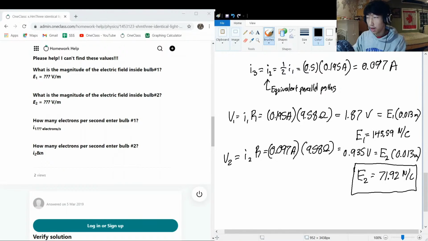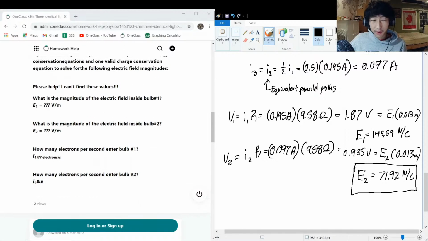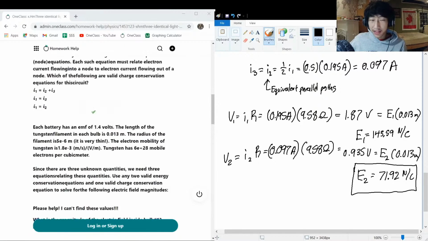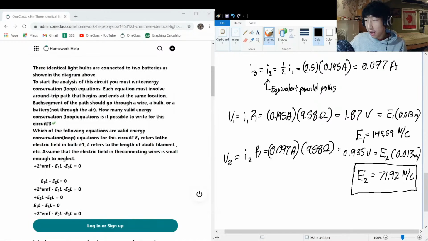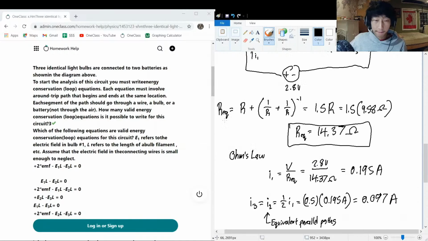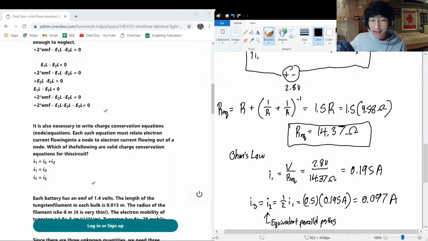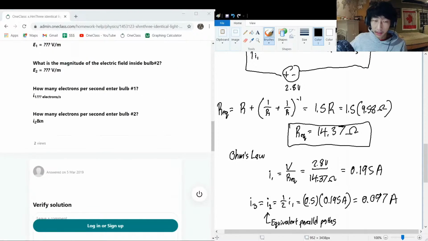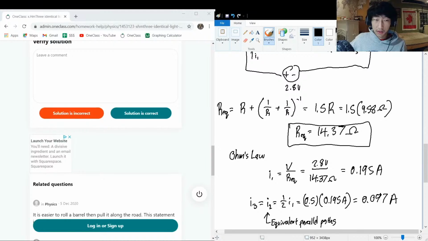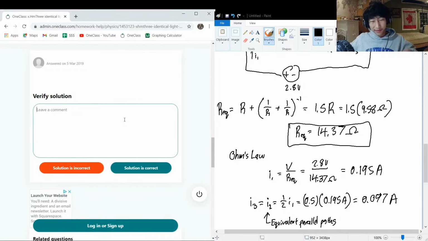Okay, so we got the currents, we got the electric field inside, and that pretty much concludes everything that we need to know about this question. I know it's been an extremely long question, but we got to do what we got to do. Sometimes your exams will be this long, and you got to stay focused and stay sharp.